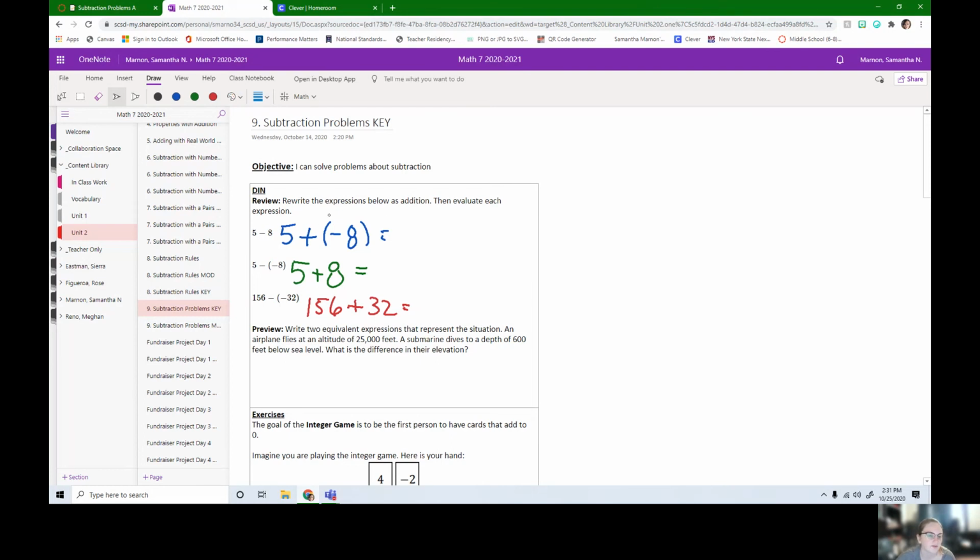Okay, so we have 5 plus negative 8. This is going to be negative 3. 5 plus 8 is going to be 13. 156 plus 32 is 188. So now we just have our preview.